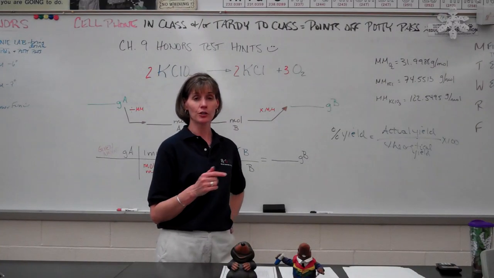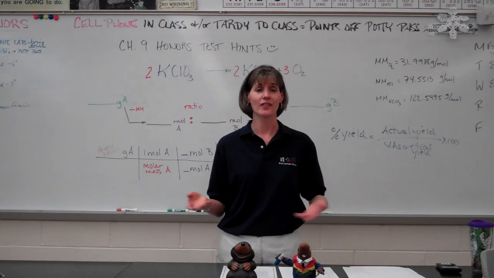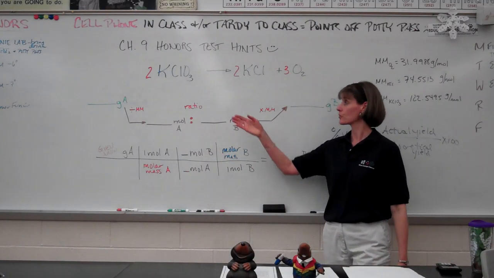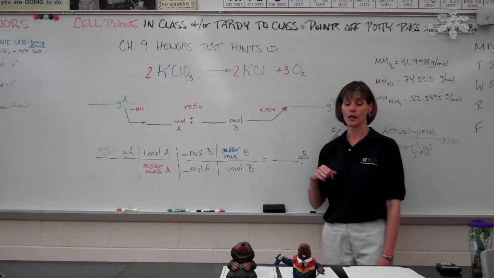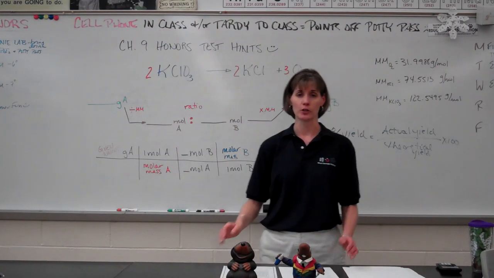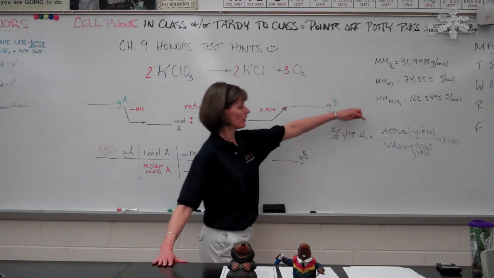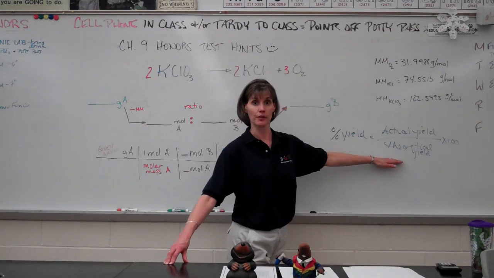But the yield is only 75%. All I've got to do is take 75% of the 100 grams, or 75% of whatever the theoretical yield is, and go from there, and that tells you your actual yield. So it's solving for the actual yield variable when you know percent and you calculate theoretical.